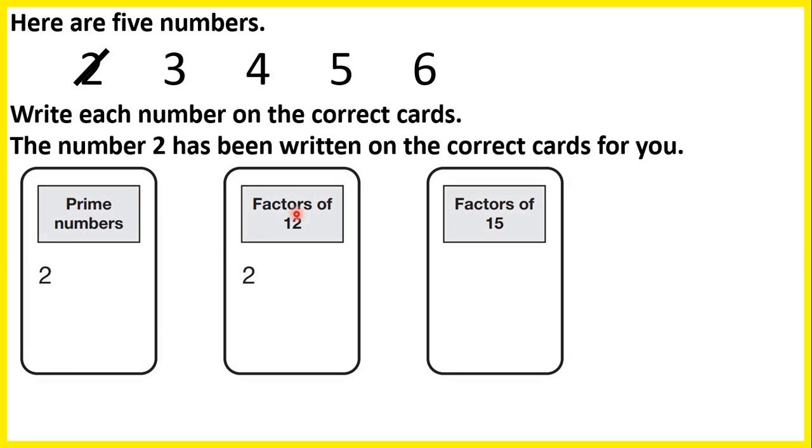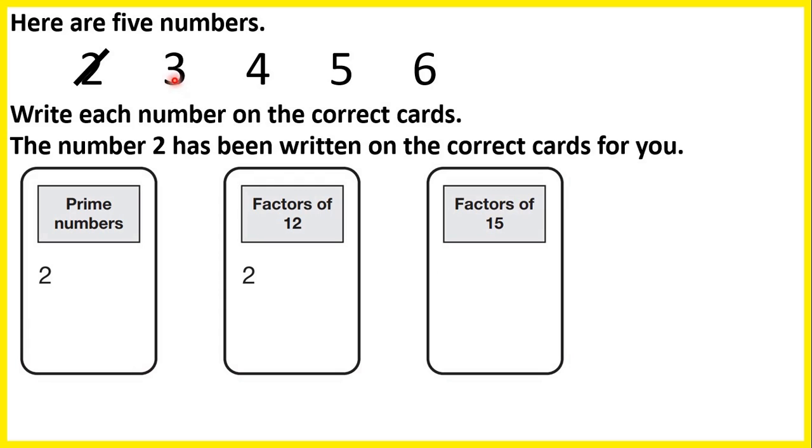And then we need to see if the number is a factor of 12. So remember, a factor of 12 will be a number that has 12 in its times tables. So factors are the opposite of multiples. And 2 is a factor of 12 because 12 is in the 2 times table. Or another way of thinking about it, we can divide 12 by 2 and we get 6, so we get a number that does not have a remainder. But 2 is not a factor of 15 because 15 is not in the 2 times table.